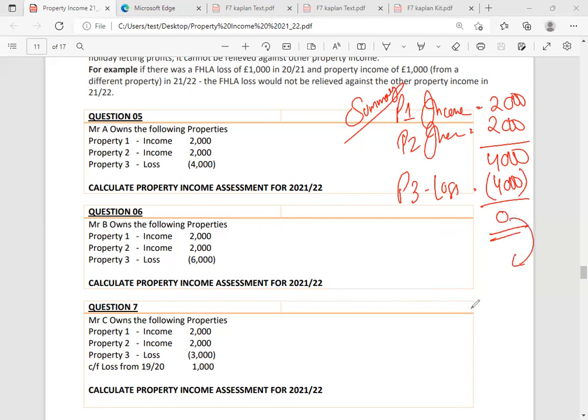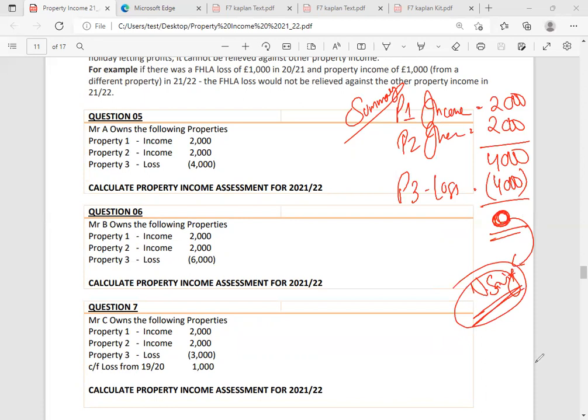If you have more than one property, this is the amount which should go to non-savings, and after non-savings, the base personal allowance, and then after the personal allowance, the banding system. If you have one property, fine, the answer for one property income will go to the main format under non-savings. But if you have more than one property, you will make this summary. You will net off, which means incomes minus current year losses, and you have an answer. So that's all for question number 5.